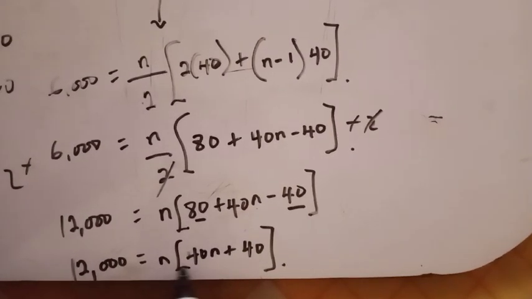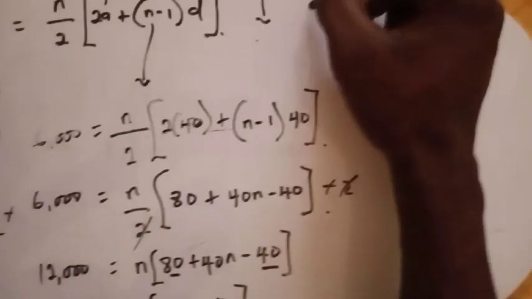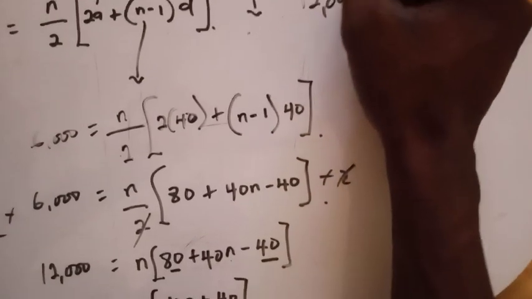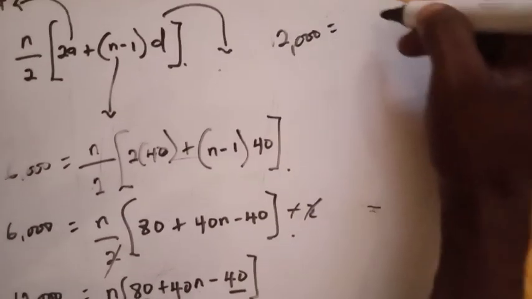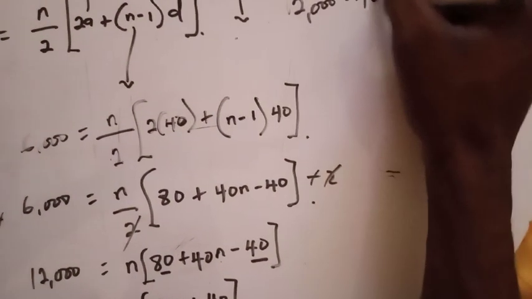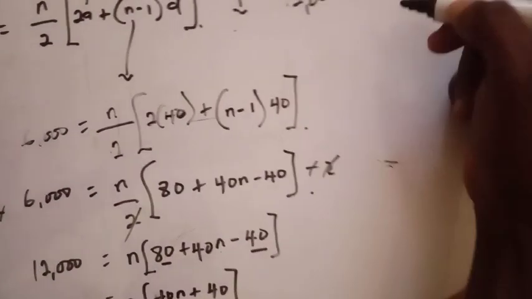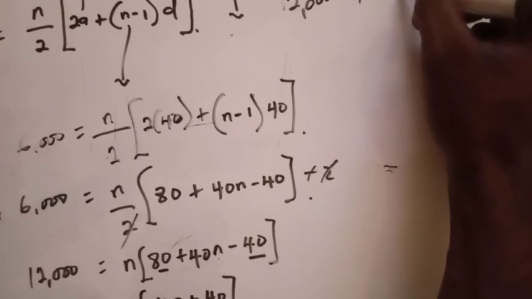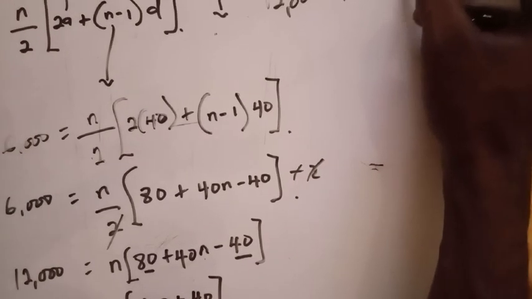Now let's see, we are going to use this n here to multiply everything that is in this bracket. So I have my 12,000 here, that is going to be equal to n multiplied by this one. We are going to have 40n squared, and then here is going to be positive 40n.